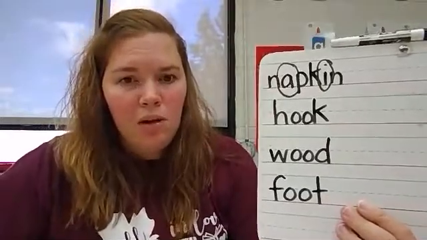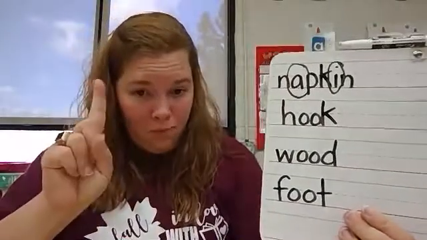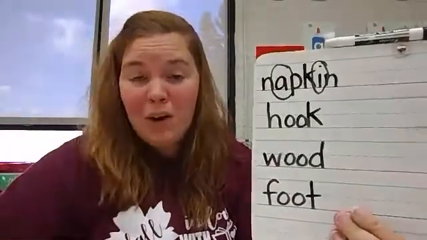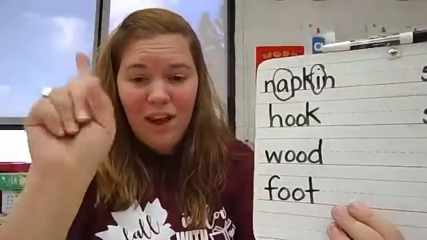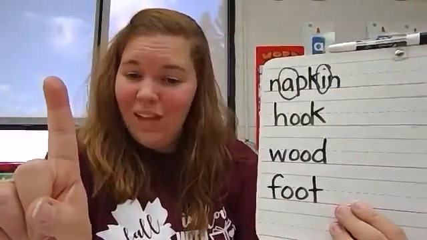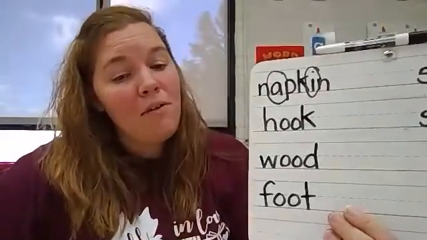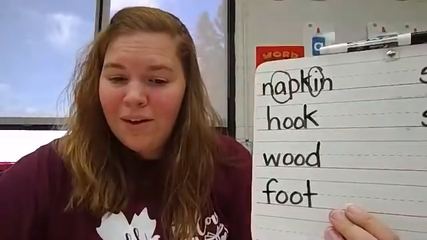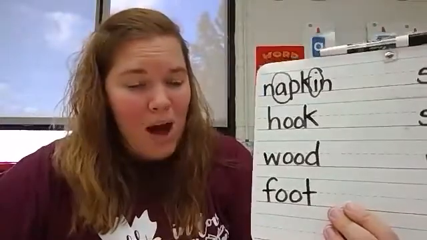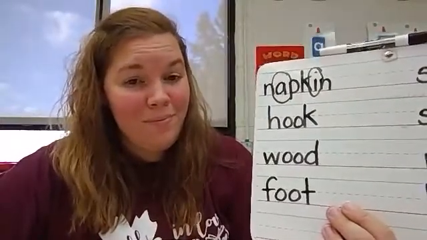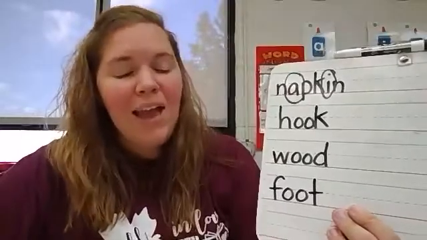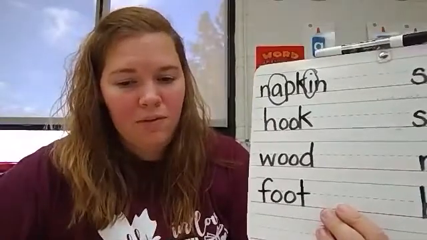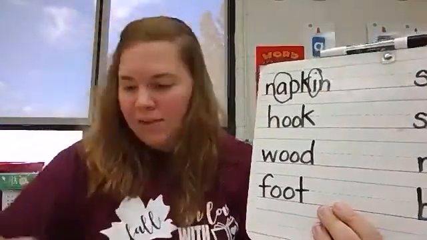How many sounds do you hear in hook? 1. But how many letters are making that sound? 2. What do we call it when there are 2 letters that come together to make 1 sound? It's a digraph. Is digraph O-O a vowel digraph or a consonant digraph? It's a vowel digraph. Why? It makes a vowel sound, and it's made up of vowels. How do we code digraphs? We underline them. Very good.